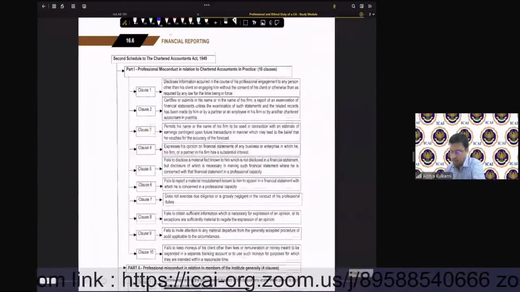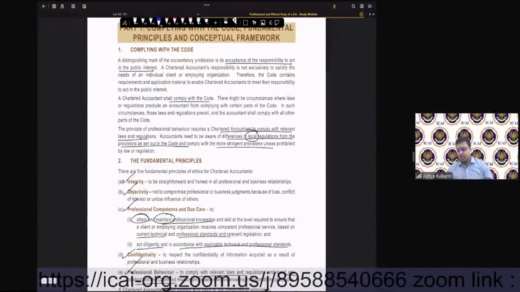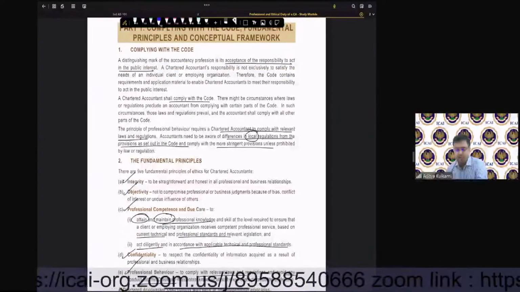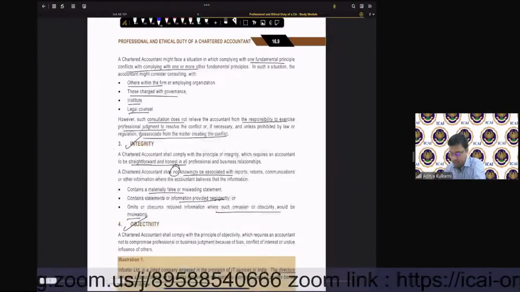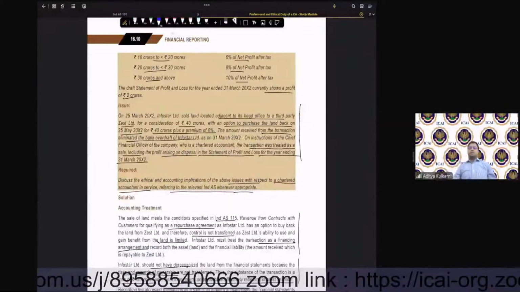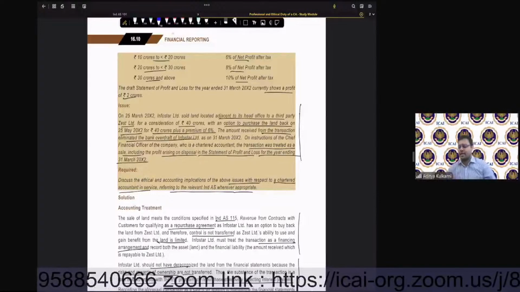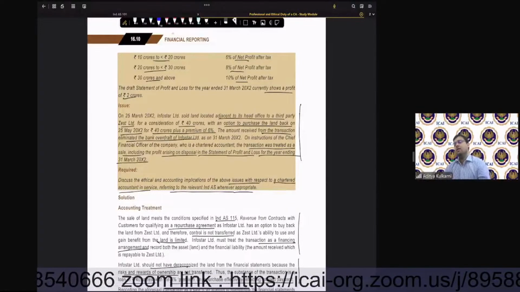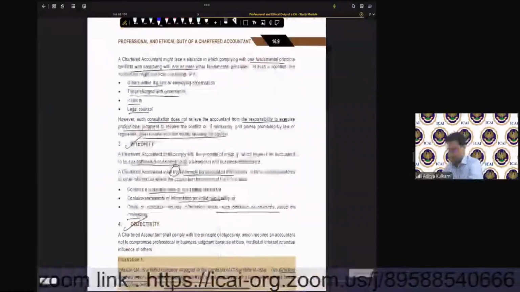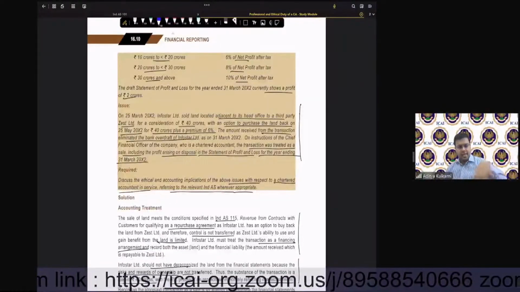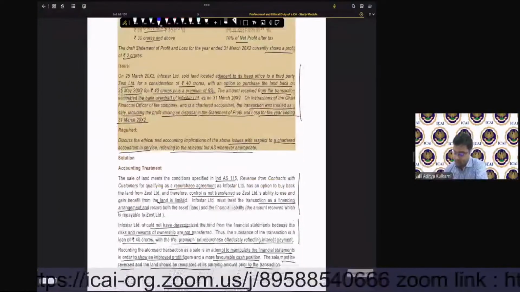Now, you have the five fundamental principles: integrity, objectivity, professional competence, confidentiality, and professional behavior. These are the five things that you will have to remember. You cannot afford to forget. All your questions will be on the basis of this particular hierarchy. So in your exam, whenever you get a case study, without fail, do not forget to put any of these five points based on the question, because you have to exhibit your knowledge to the examiner. Okay, so that is done.